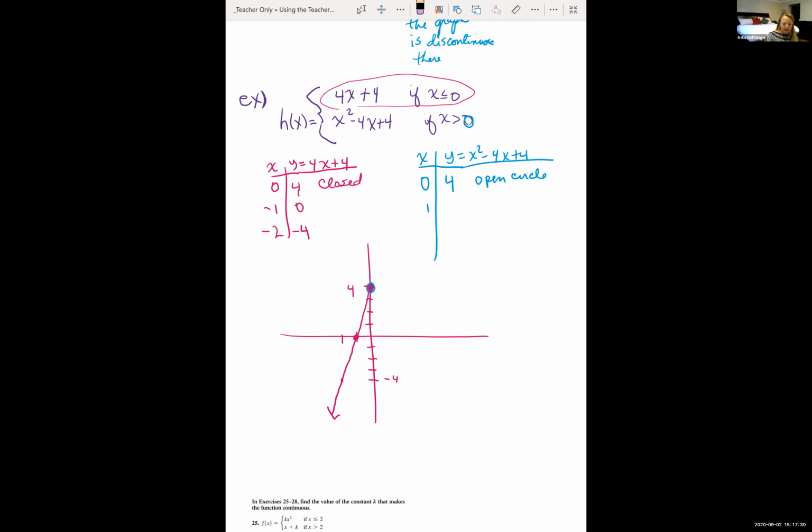If I plug in 1, well, 1 squared is 1 minus 4 plus 4. So this would give me back 1. If I plug in 2, I get 2 squared minus 4 times 2, I need to do this on the side for a second, plus 4. So this is 4 minus 4 times 2, so minus 8 plus 4. So this is going to give me 0. I'm just curious where it's changing back upwards.